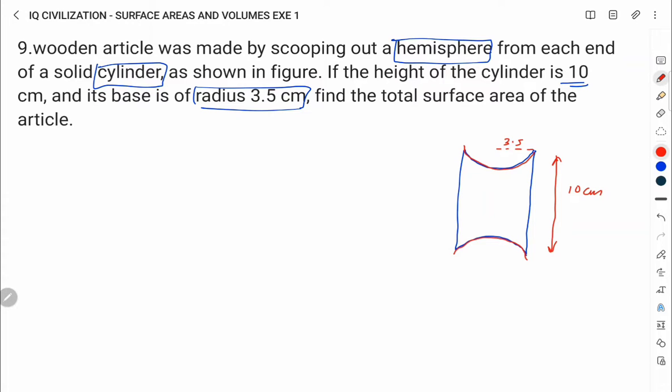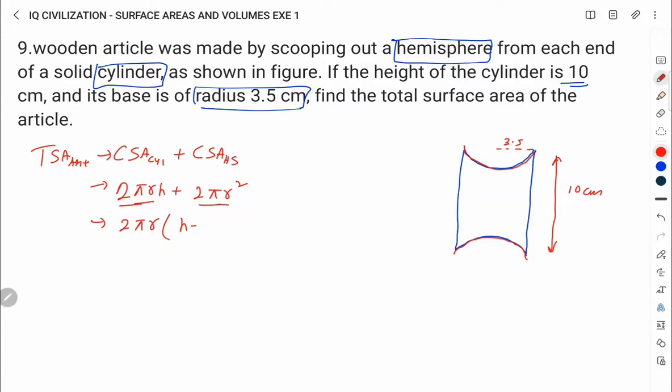So the height of the cylinder, radius and everything is given. We will do it directly. Okay, so here find the TSA of the article. So TSA of an article is nothing but CSA of the cylinder plus CSA of the hemisphere. So this is nothing but 2 pi r h plus 2 pi r square. In this, 2 pi is common and radius is also the same, r is also common, 2 pi r into h plus r.